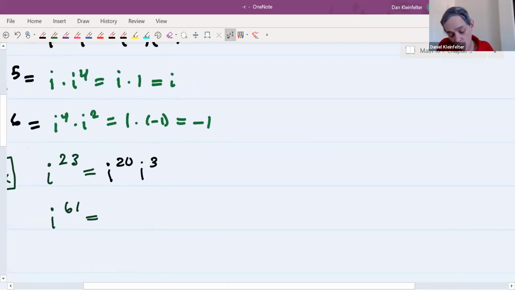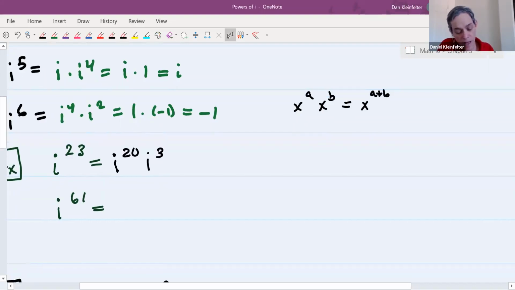Okay, and so what we used there was an exponent rule that says x raised to the a power times x raised to the b power, you'd add the exponents, right? That's the exponent rule I'm using here. So the thing is, we're going to use now another exponent rule that says if you raise a power to a power, you multiply those two exponents together. So I'm going to use that to rewrite this i to the 20th as i to the 4th power raised to the 5th power.